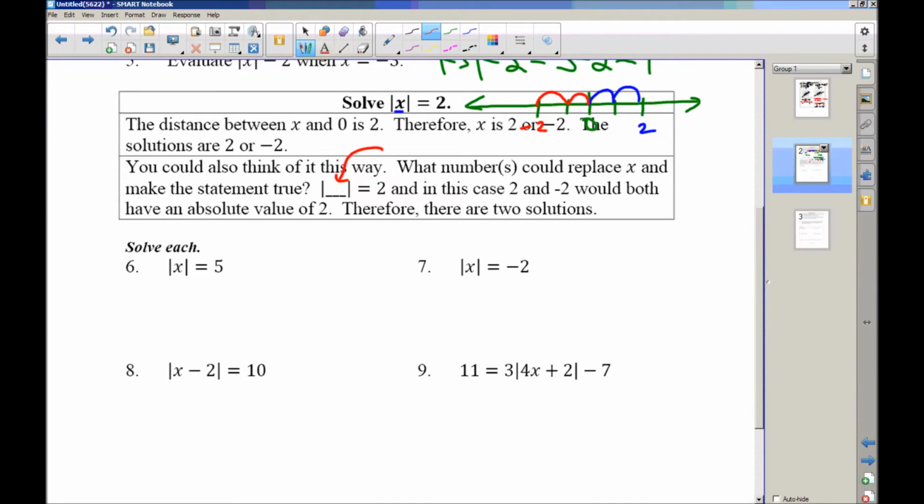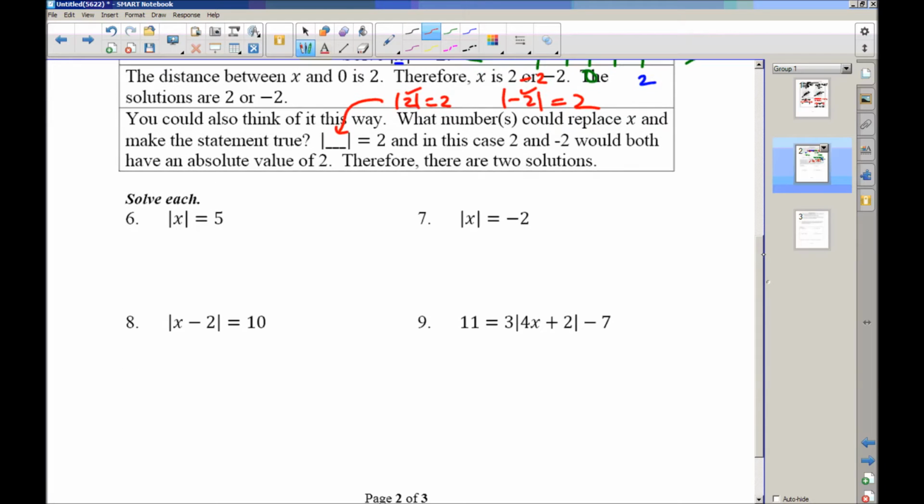You can also think of it this way, just what numbers should go in place of x? So what should go in here so that we get the answer of 2? Well, the absolute value of 2 is 2. So 2 is one of my answers. And the absolute value of -2 is also 2. So -2 could be one of my answers. So in this case, 2 and -2 would both have an absolute value of 2. Therefore, there are 2 solutions. And most of these questions are going to have 2 solutions. All right, so let's try a couple.